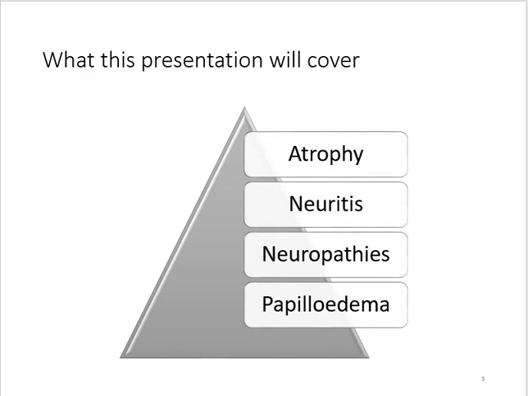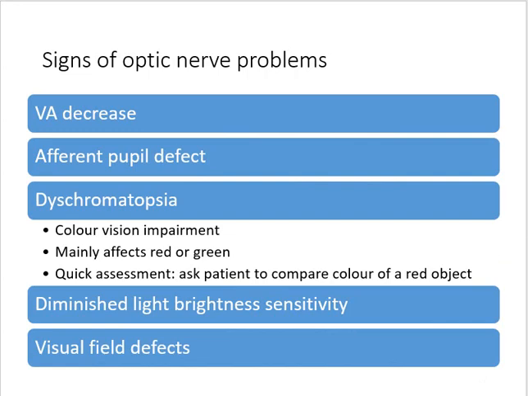Now, it's expected that you'll be able to identify a swollen optic nerve if you find one. It's also expected that you'll be able to understand the different causative factors, but you may or may not be able to make a differential diagnosis because the patient may need other testing to rule out problems. However, bear in mind that patients will present with usually decreased visual acuity, afferent pupil defect, so it's very important to check pupils carefully, colour vision impairment, problems with identifying brightness of light, and visual field defects.